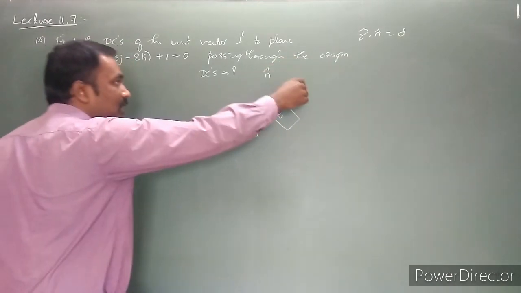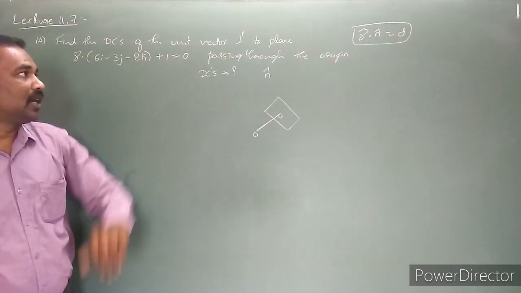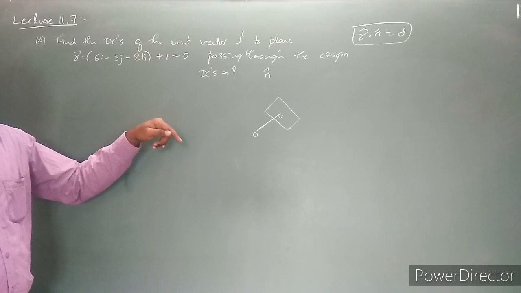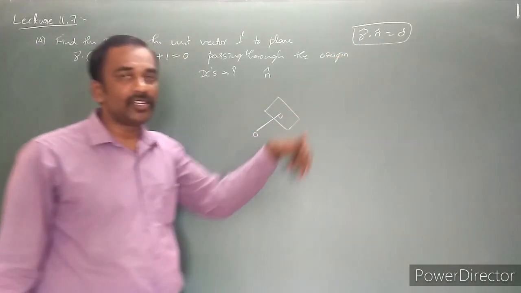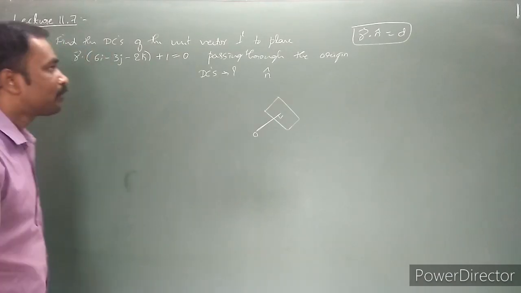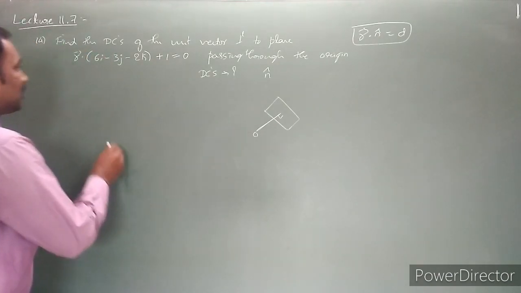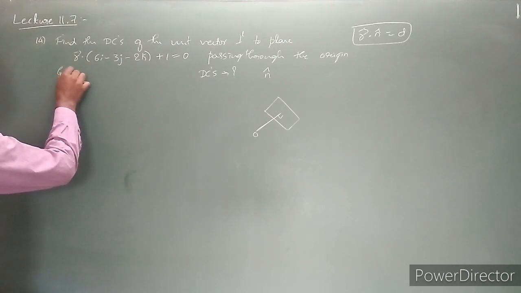That means obviously this is the standard form. So now we need to find the unit vector. First of all, we need to find the unit vector. After getting the unit vector, we can easily get the direction cosines. So how to find that? First of all, write the given thing. What is the given thing?